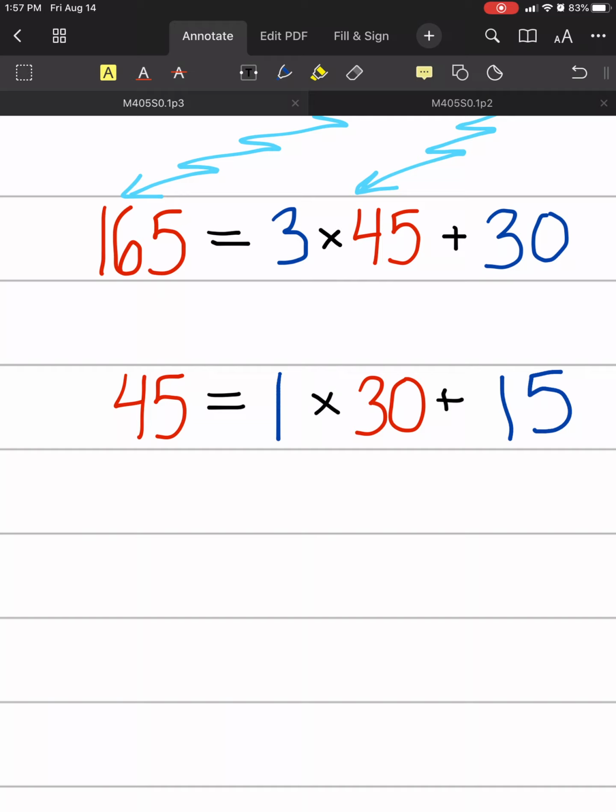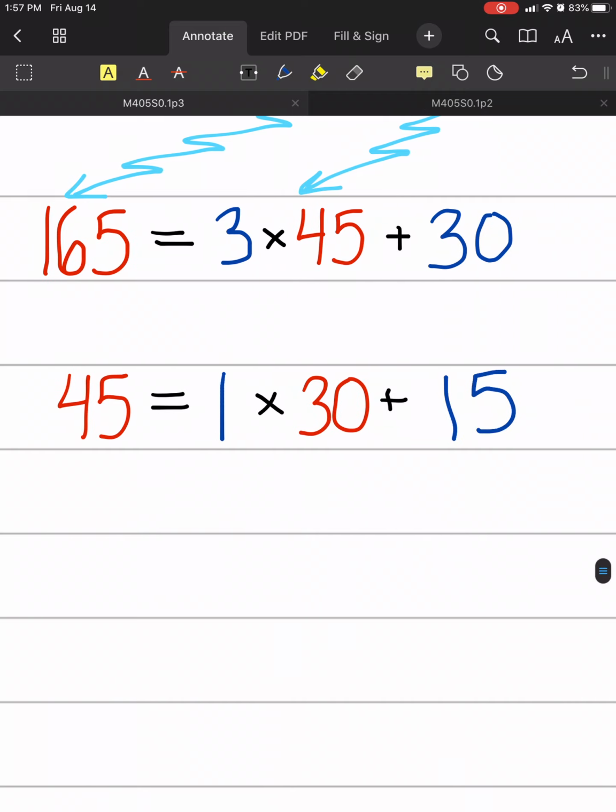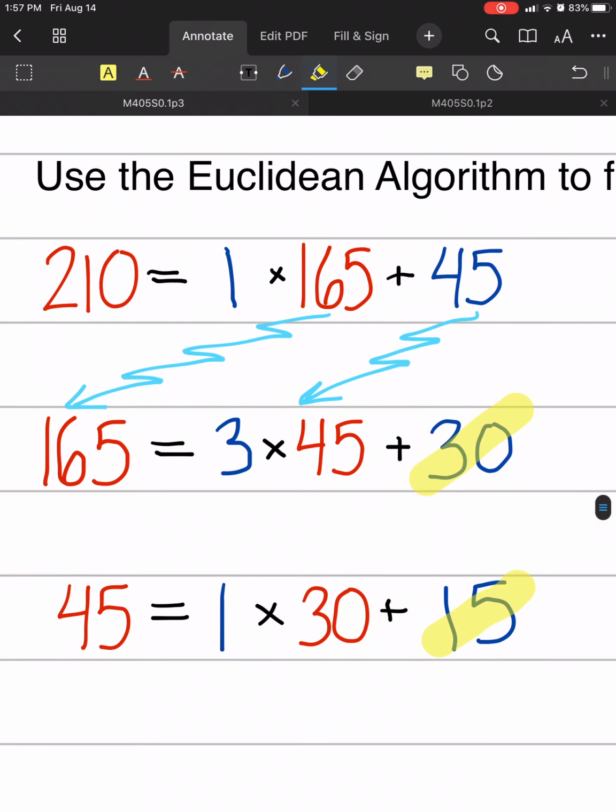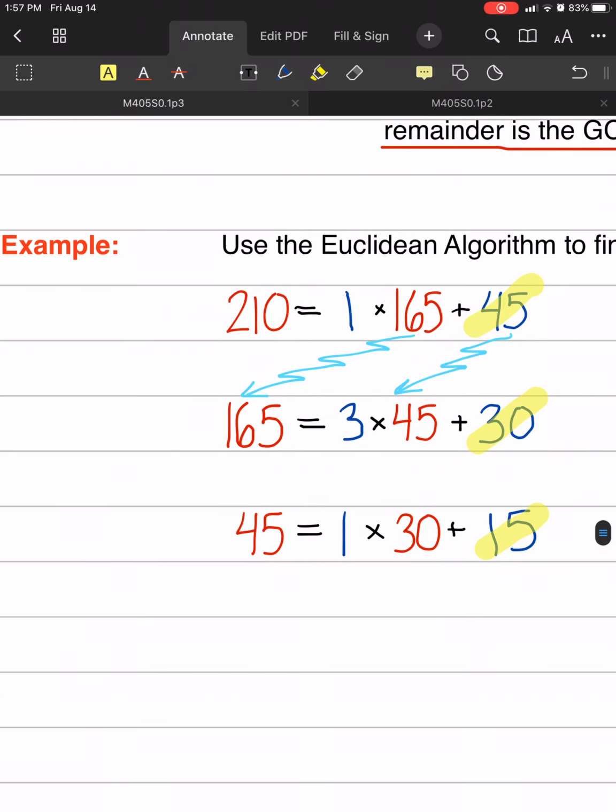We've got at least one more step. Remember, we keep doing this until this remainder here equals 0. And we don't have a 0 remainder as yet. All of these remainders so far are not 0. They're numbers. And we keep doing this until we get a 0 remainder.